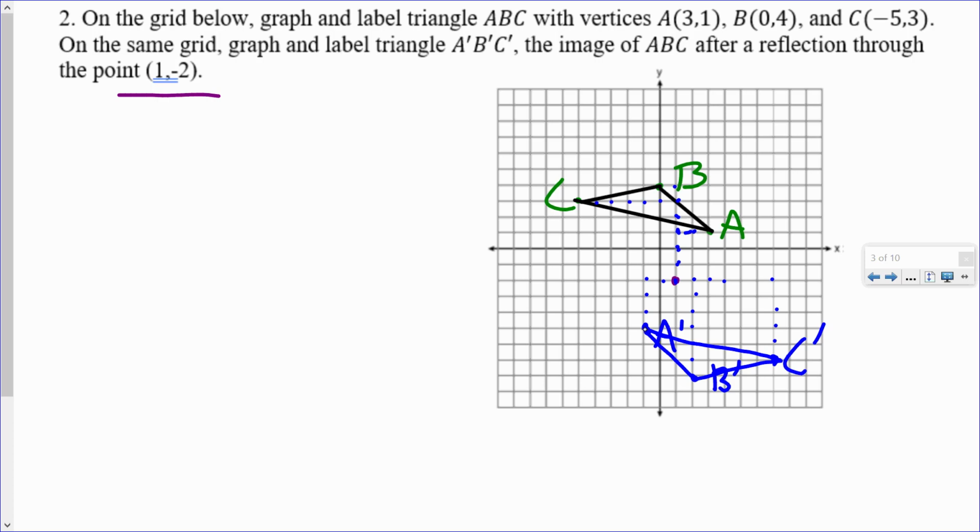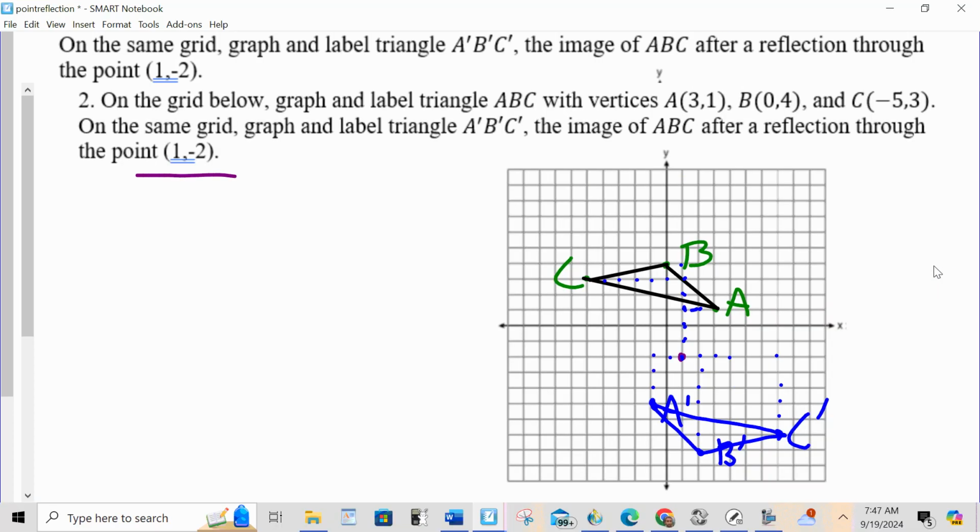That's it. For a point reflection, you count to the point that you're reflecting over. Whatever you do to get to it in two directions, you do the same thing through to the other side. That's all I got for you. Practice it. And have a nice day.